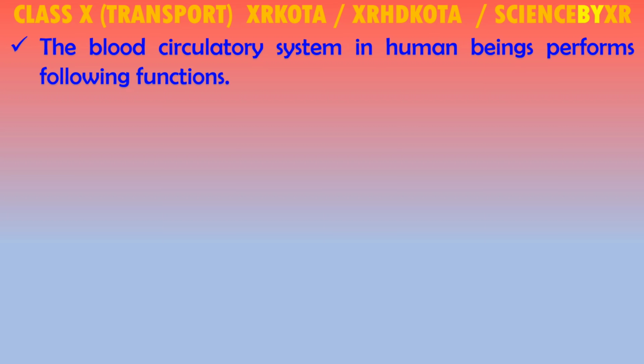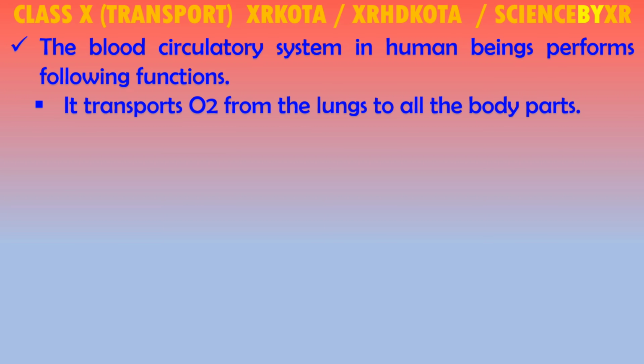Okay, the blood circulatory system in human beings performs several functions. Several functions means there are around 8 to 9 functions. Let us study them one by one. It transports oxygen from the lungs to all the parts of the body. In the previous lectures, we have studied respiration, and we have studied that aerobic respiration takes place in human beings, and oxygen is required. Oxygen comes into the lungs, alveoli, and from there it has to go to each and every part of the body. So that is done by the blood.